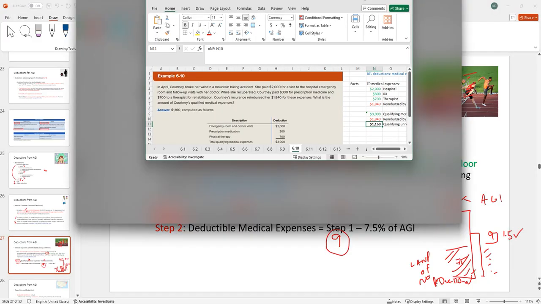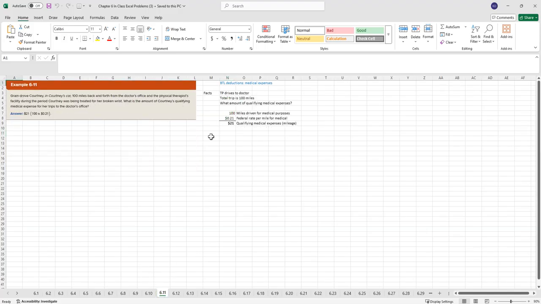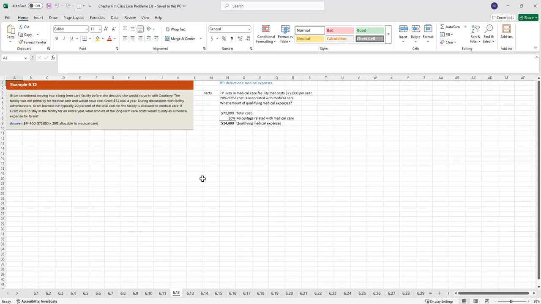Let's look at some examples here to build off that. This is just saying we drove. You do get a mileage amount. You don't have to memorize that mileage amount.